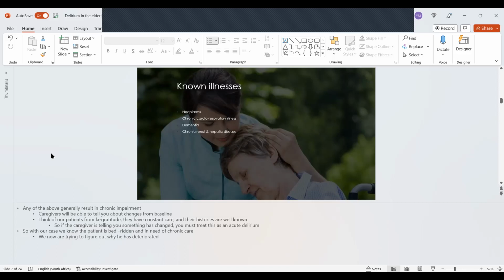So the best person to listen to is the caregiver. They'll be able to tell you, especially what's been changing. They know the baseline function, and they will tell you, but this has changed or that has changed.